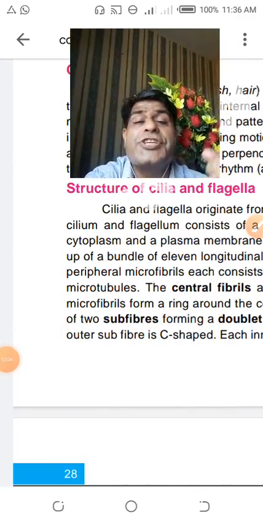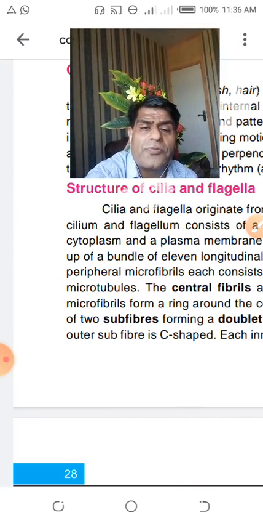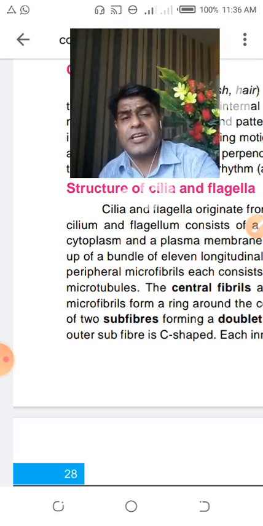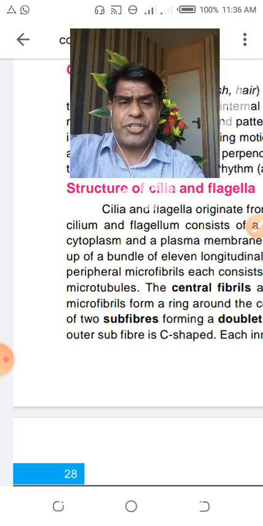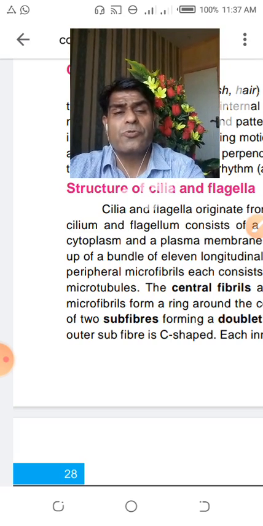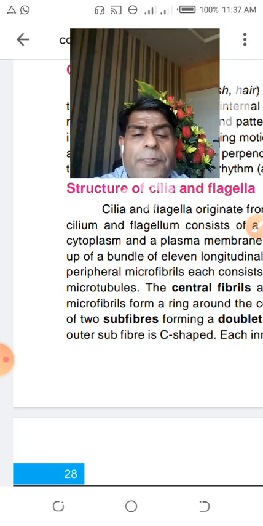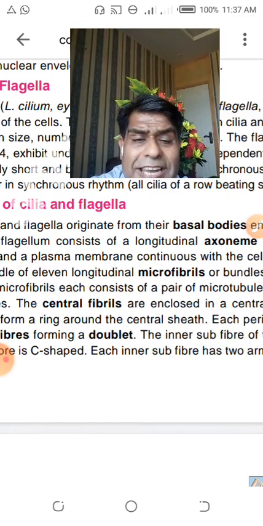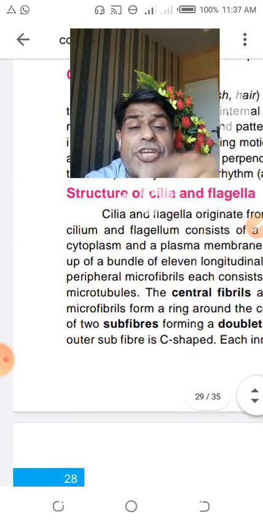It is C-shaped. C-shaped word you can identify from the cartilage. You know what was happening in the cartilage. Cartilage is a part of skeletal system present in your trachea, and the trachea is C-shaped, that was not complete. That is the part of skeletal system to keep the trachea open for a long time. So what was happening here? Outer doublet, incomplete. Inner subfiber is complete, and outer is C-shaped. C-shaped means it is not complete.